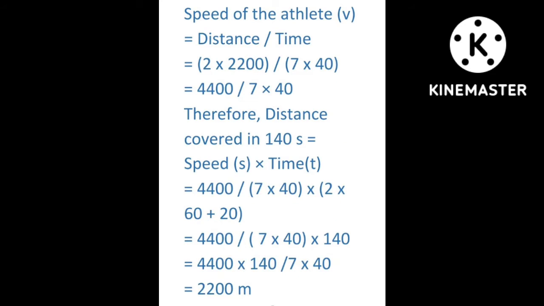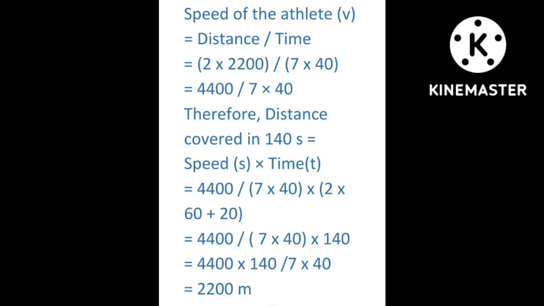Okay, here we have to calculate the distance covered at the end of 2 minutes and 20 seconds. So for that, first of all we can calculate the speed equal to distance by time. Then by using that we can cross multiply to get the distance, that is distance is equal to speed into time. So for getting speed we can substitute the value of distance that we have already calculated, and time is 40 seconds, so that will be 2 into 2200 divided by 7 into 40, that is equal to 4400 divided by 7 into 40.